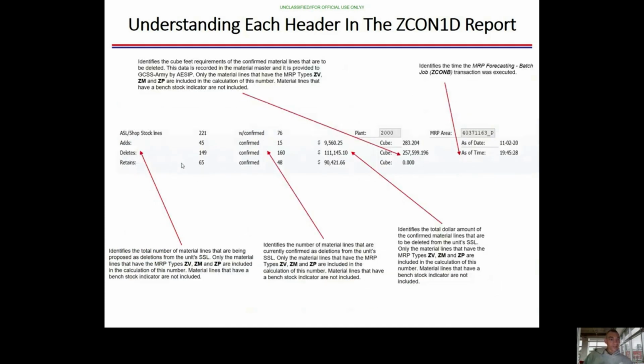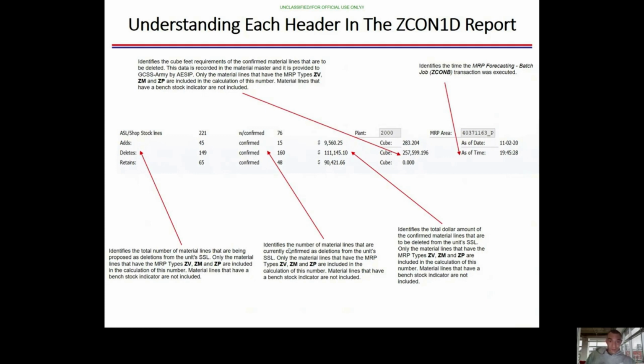Moving on to the delete side of the house. For deletes, this identifies the total number of lines that are being proposed as deletions. Like I said, it's running an analysis, so it's saying that there are 149 lines that need to be deleted. And like I said, Zulu Victor, Zulu Mike, Zulu Papa does not include anything that has a bench stock indicator. It's strictly your SSL.